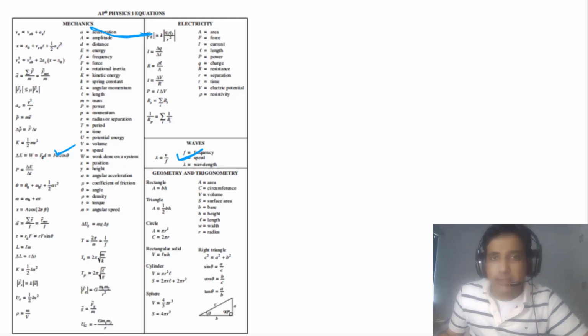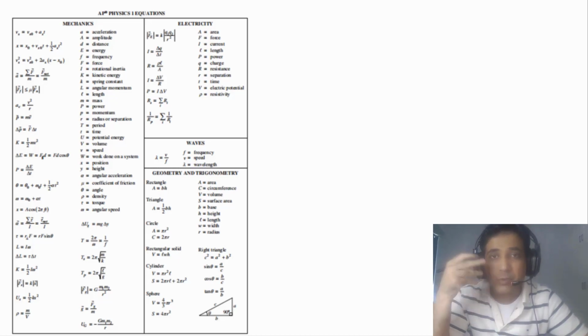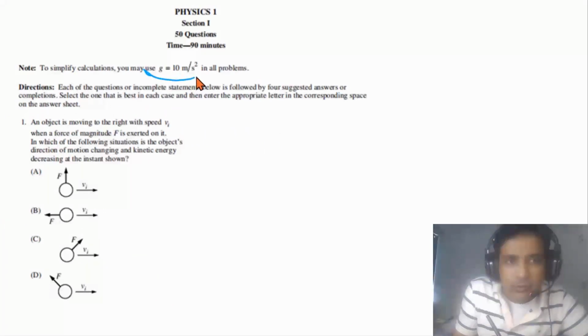If you go to the next page, you can see some important formulae given to you. First of all, try to remember these formulae so in the exam you can answer questions quickly. But if you have forgotten any formula and you need it in your exam, you can come to this page and double check the formulae. It's important to understand that these things are given to you in your exam. For this exam, we can use the value of g equal to 10 meters per second squared.